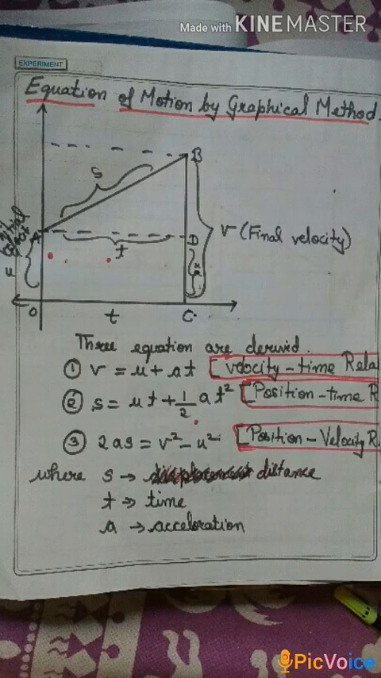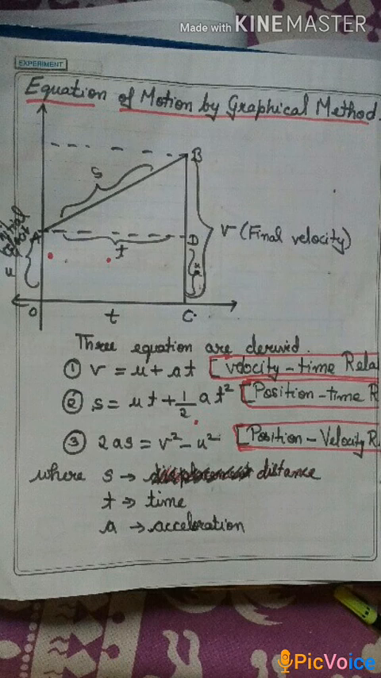The next topic from the chapter Motion is equations of motion by graphical method. Here they have considered an object moving in a straight line with uniform acceleration, and from this they have derived three equations.